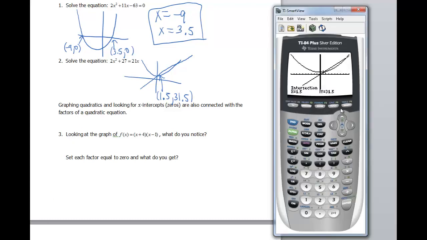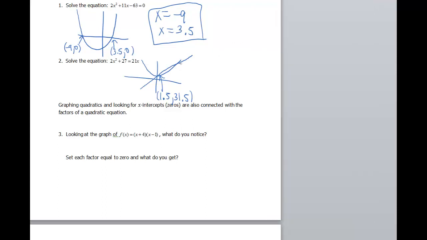Okay, let's go to the other intersection. So do second calc again. Pick option number 5 for intersect. Let's toggle to the right to our other intersection point. Keep toggling over until you get close. I think that's pretty darn close. Okay, hit enter, hit enter, hit enter. And it spits out the point 9, whew, 189. Yes, I'm glad we didn't try to figure out that window ourselves. So that's going to be the point 9, 189.